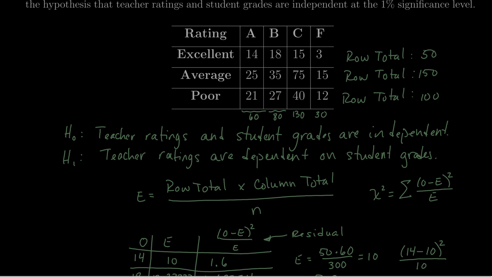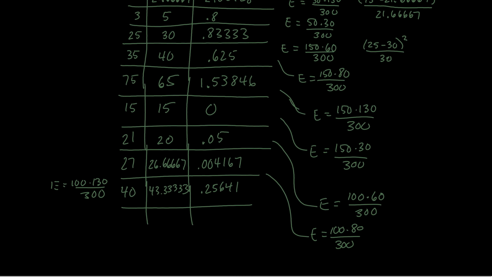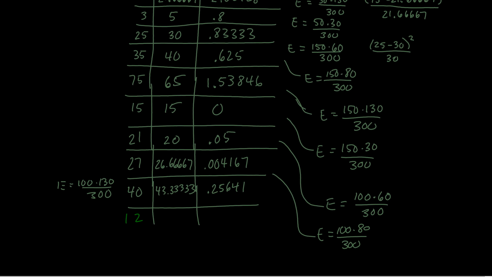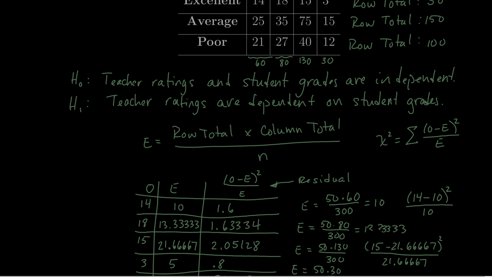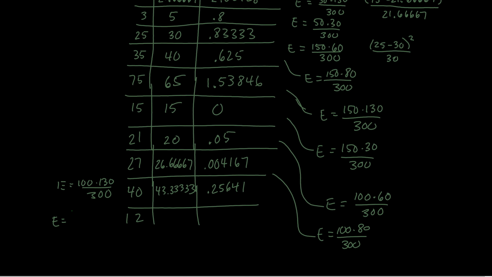And finally, our last observed frequency is 12. For the expected frequency here, we have a row total of 100, a column total of 30. So this is 100 times 30 divided by 300. This gives us an expected frequency here of 10. 12 minus 10 squared divided by 10 gives us a residual of 0.4.